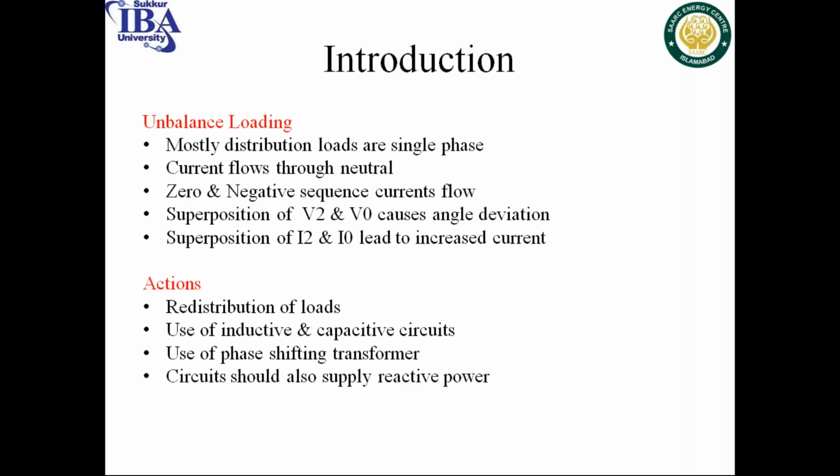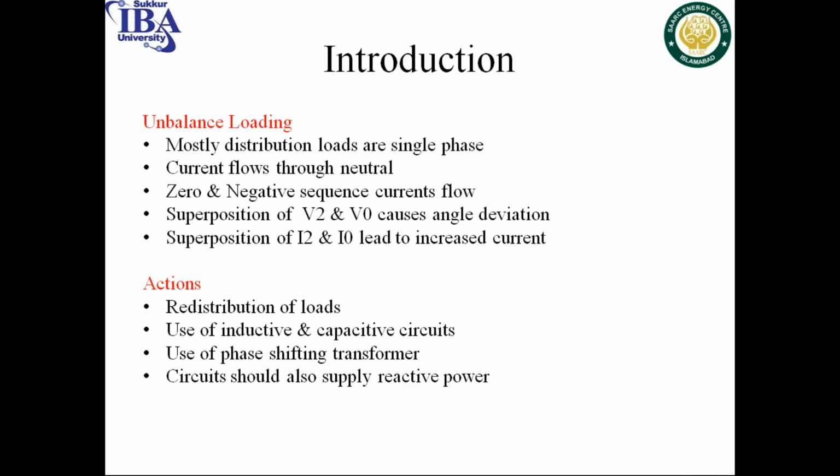And the magnitude is increased due to the flow of these two additional components, negative sequence and zero sequence components. When these two components additionally flow, they affect the heating capacity of the lines, and ultimately the current carrying capacity of the wires, or the cables installed near premises, is decreased. So what actions can we take to reduce this unbalanced loading?